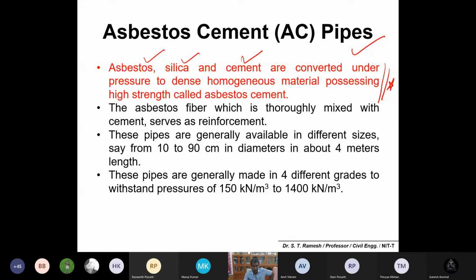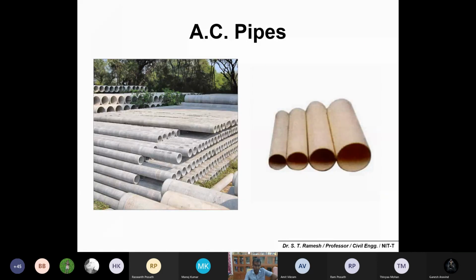Asbestos fiber, which is thoroughly mixed with cement, serves as a reinforcement. These pipes are also available in different sizes ranging from 10 to 90 centimeter and 4 meter length. Based on the grades, they are also available in different pressure ranges, 150 kilonewton per meter cube to 1400 kilonewton per meter cube. So these are asbestos cement pipes.